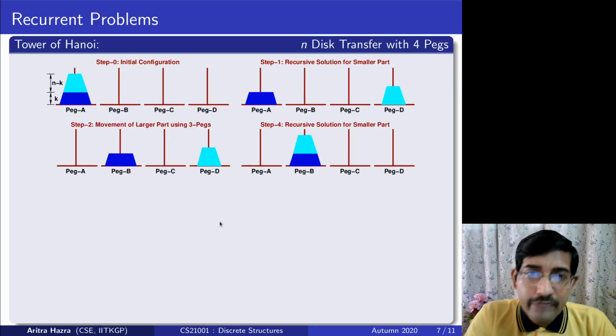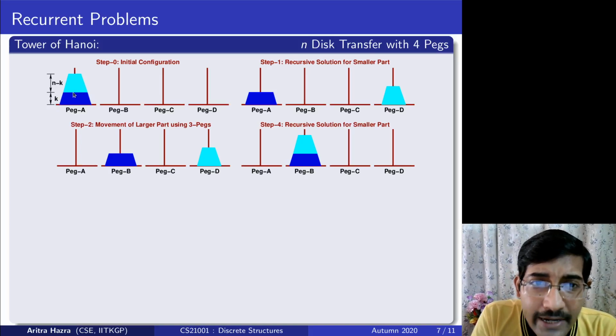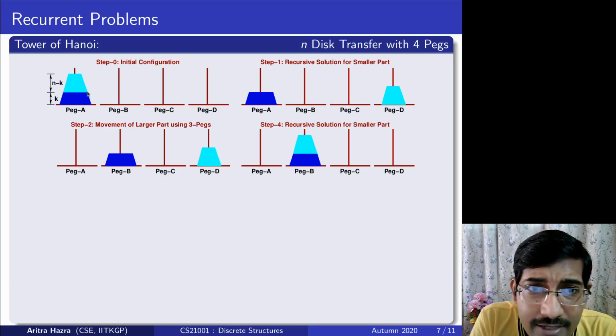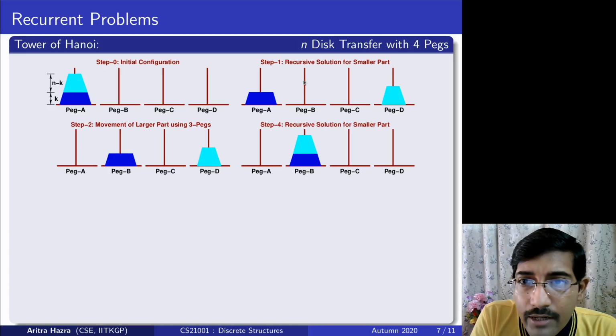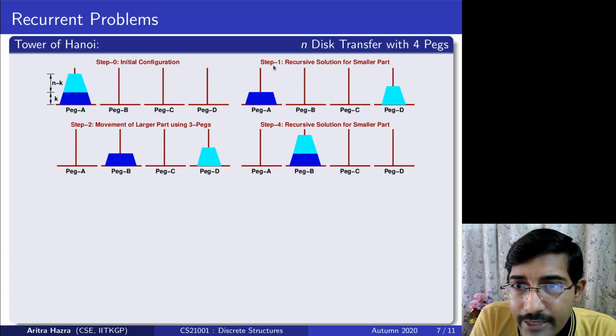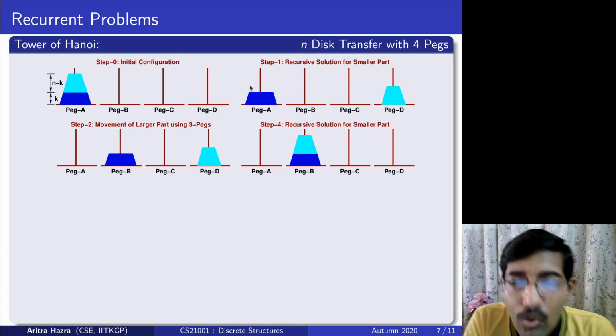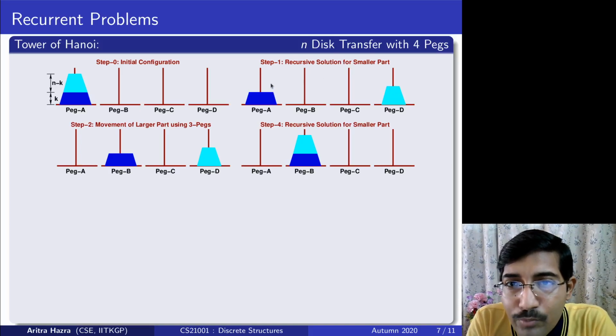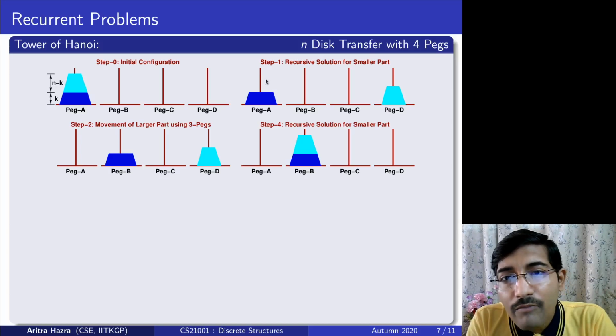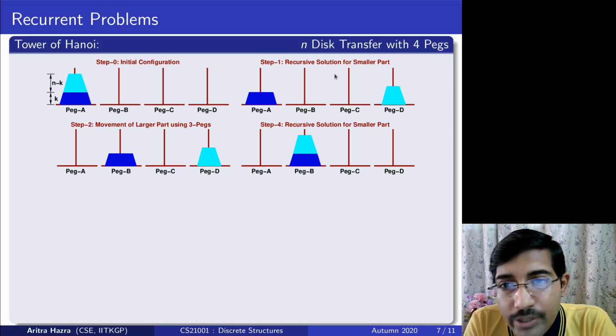Pictorially, let me reiterate what I am trying to do. I need to transfer all these disks from peg A to peg B. I am trying to find a k such that I could cut through it, and first this n minus k instance I put here at peg D. Since I can use any of these 3 pegs, all the 4 pegs I can use. So this n minus k is a smaller subpart of my recurrence that I solve while putting it here. The number of movements for n minus k will be of the recurrent nature while putting from A to D.